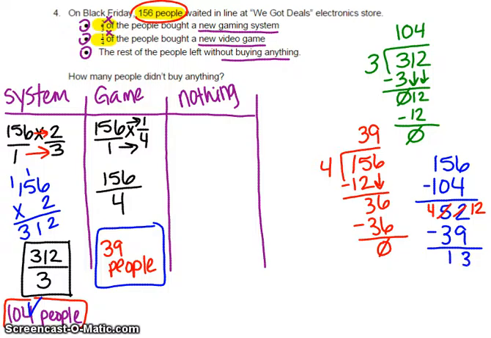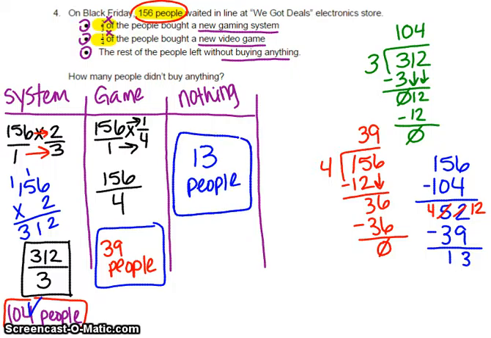So I know that only 13 people, just 13 people, are going to buy nothing. So 13 people is going to be my answer.